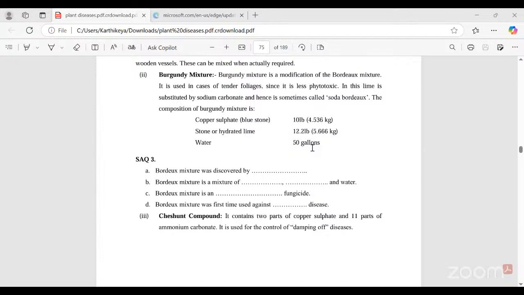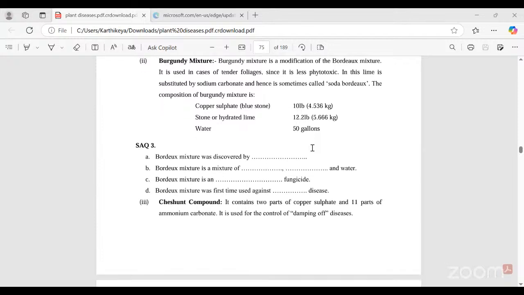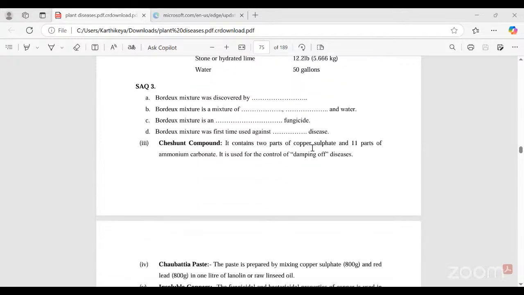Next one is the Burgundy mixture. Burgundy mixture is a modification of the Bordeaux mixture. It is used in case of tender foliage since it is less phytotoxic. In this, the lime is substituted by sodium carbonate and hence it is sometimes called soda Bordeaux. The composition: copper sulfate 4.536 kgs, sodium carbonate 5.66 kgs, and water 50 gallons.